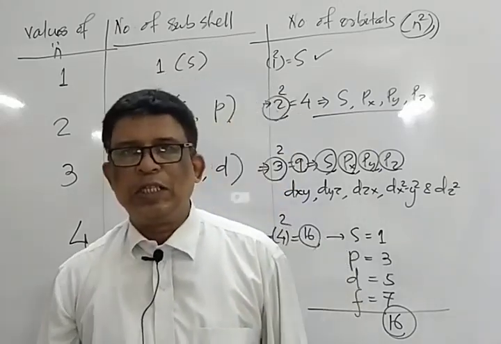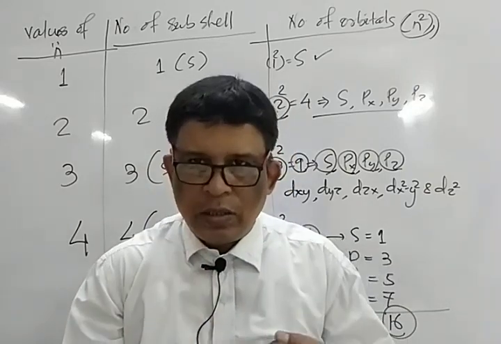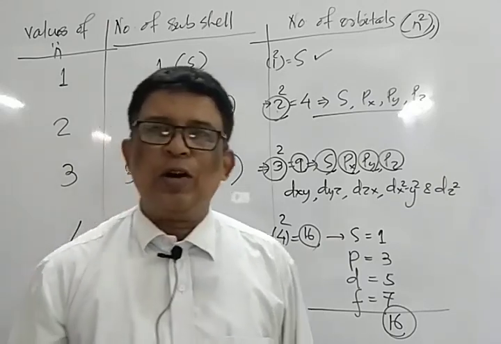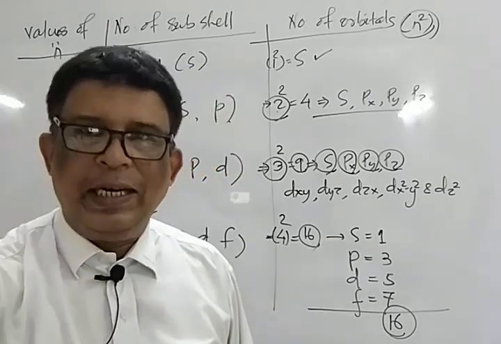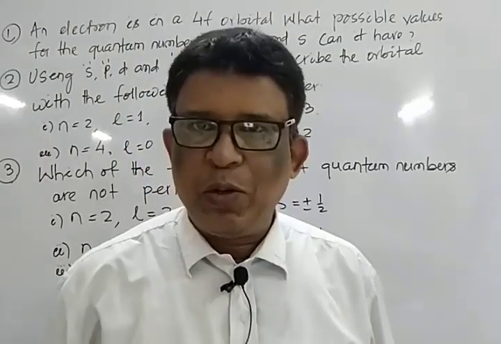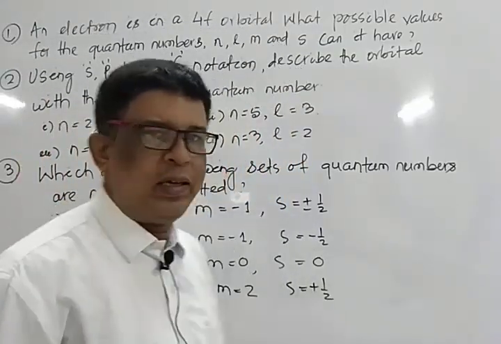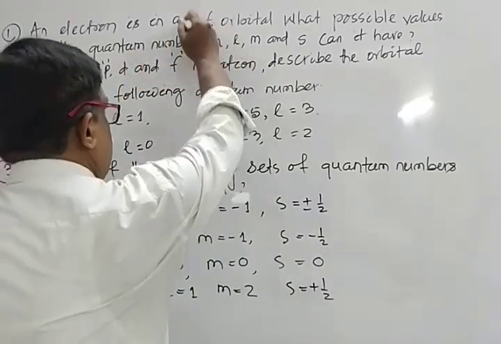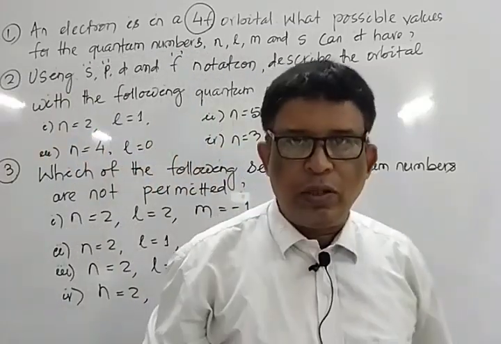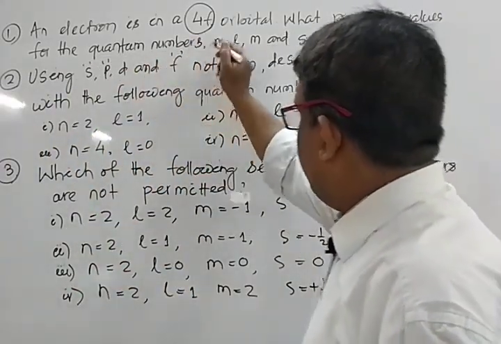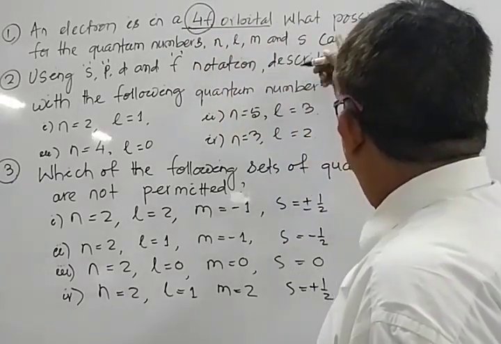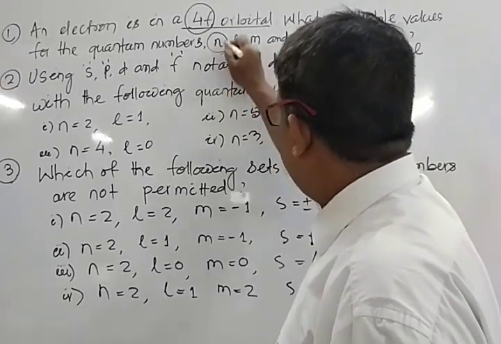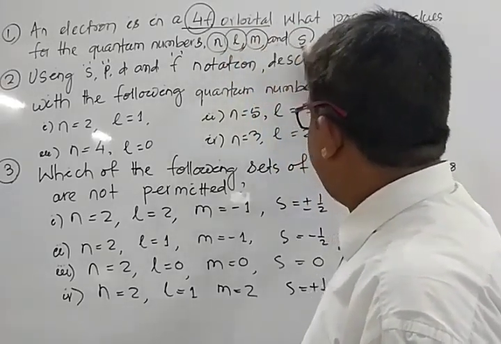After the completion of these principles, Aufbau, Hund's and Pauli exclusion principle, now it is time to solve one or more important problems relating to these principles. Mark the question. An electron in a 4f orbital. According to the data given, an electron is in 4f orbital. What are the possible values of quantum numbers? That is, what are the possible values of principal, azimuthal, magnetic and spin?